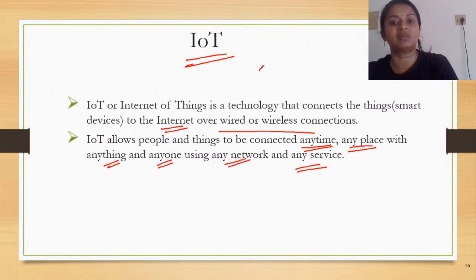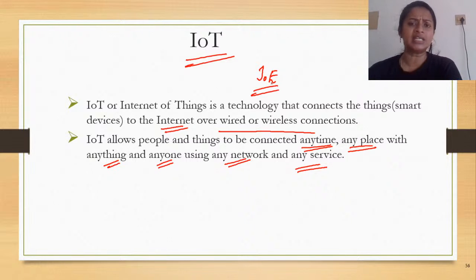Apart from that, we have something also called IoE, Internet of Everything. More or less, both are the same. As I told you, IoT allows people and things to be connected anytime, any place, anywhere, anyone. There is no restriction that you need to use this particular thing or this particular service, in the case of IoT.